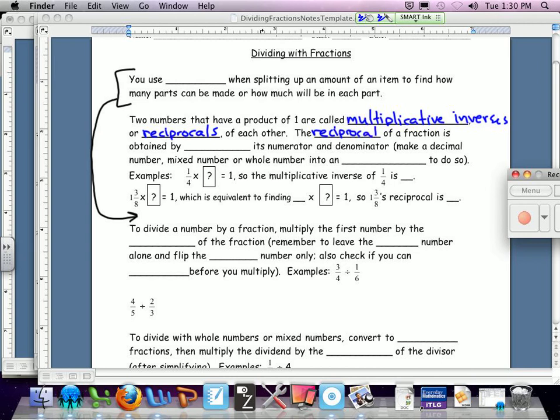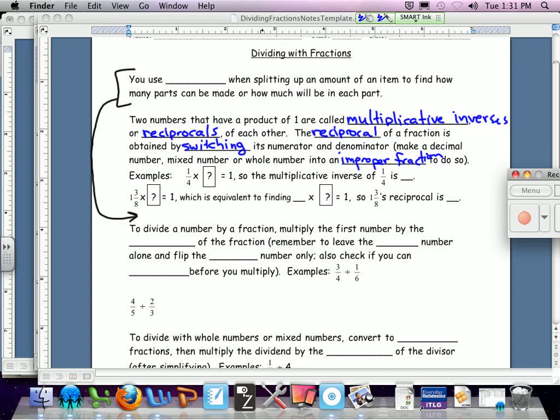The reciprocal of a fraction is obtained by switching its numerator and denominator. Or as we more casually say, we flip the fraction. But we're not always given a fraction when we're asked to find the reciprocal. So if it's a decimal number, or a mixed number, or a whole number, you would make it into an improper fraction to do so. You have to make it flippable. It's got to be flippable to find the reciprocal.